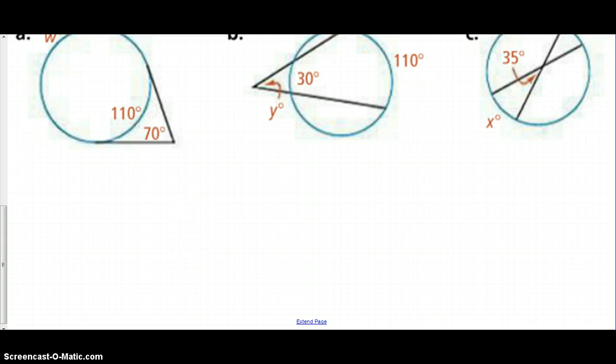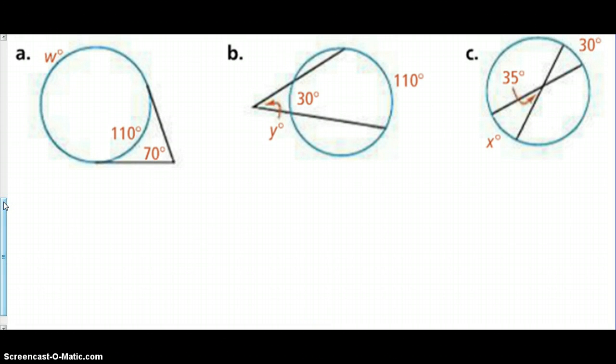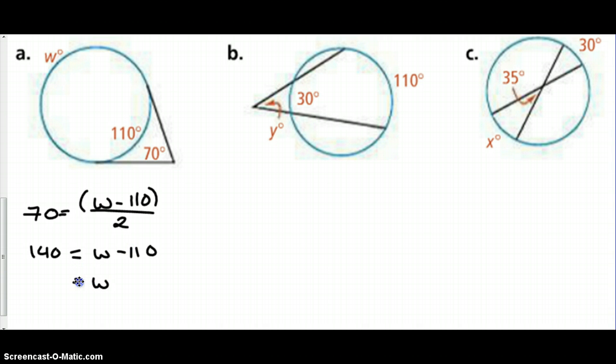Okay. So for the first one, we want to know W, and I know that the measure of the angle is 70 degrees, and it's made by two lines that intersect outside the circle, so I'm going to set it equal to the difference. So 70 is equal to W minus 110 divided by 2. We'll do some math. We'll get 40 equals W minus 110, and you get W equals 250 degrees.